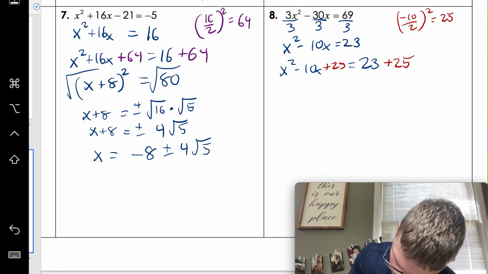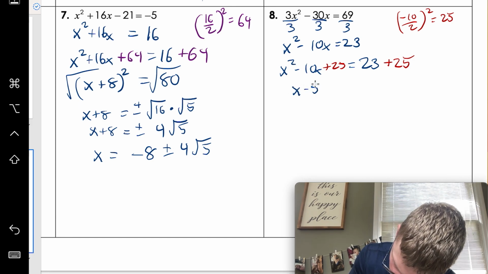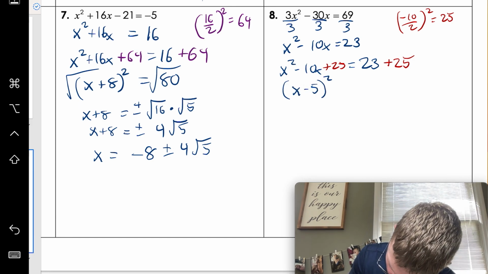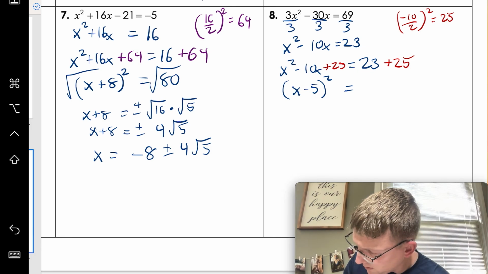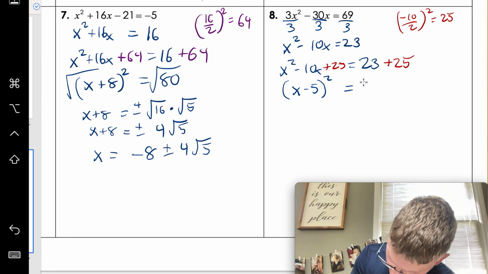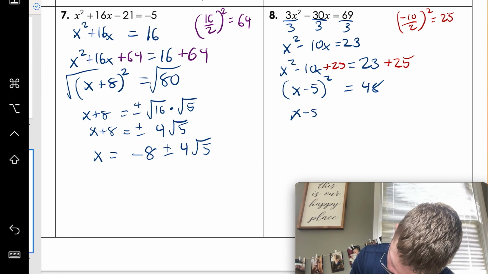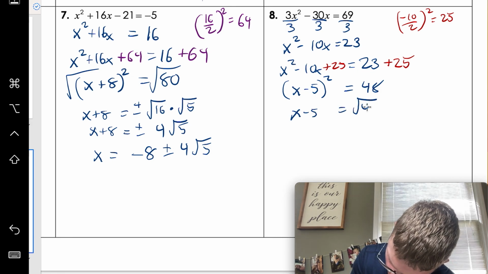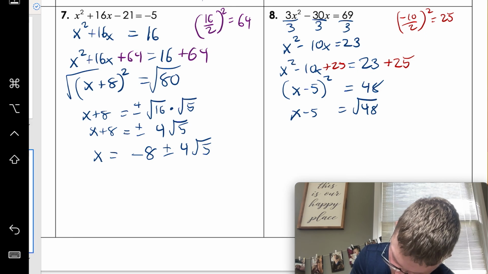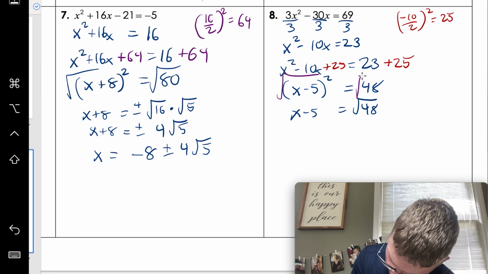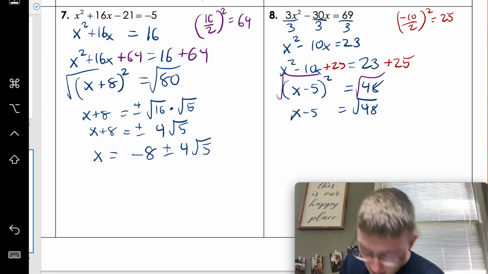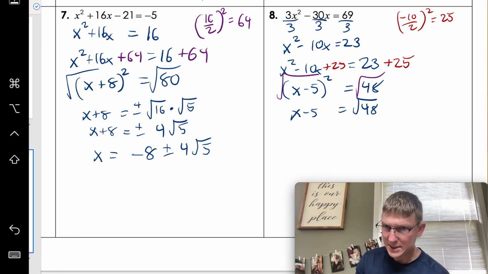So now we're going to factor the left. We're going to have x minus 5 squared. Then we're going to have 23 plus 25, 48. x minus 5 equals the square root of 48. We square rooted both sides. Square root of 48.